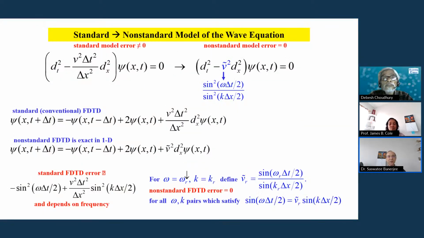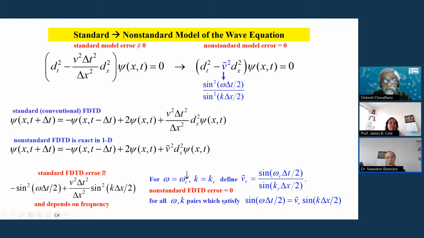Okay, now let's look at the standard model and the non-standard model. So the standard model is this. The non-standard model looks exactly the same, except that the parameter is different. That's all. So the conventional textbook FDTD is this one. The non-standard FDTD is this one. They look exactly the same, except that this part is replaced by this part. So the standard error is large. The non-standard error is 0.